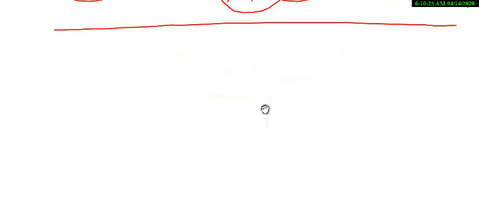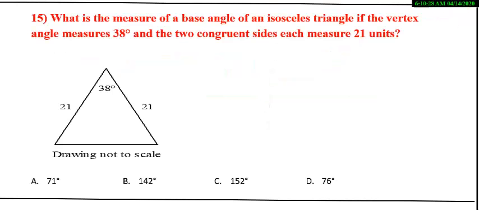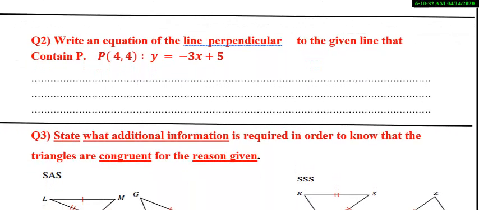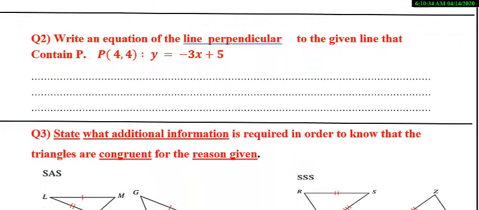We need to go to the next example, which is question number 2 for the whole section. We're done with the first 15 questions. We need to go through the second question, which says: write an equation of the line perpendicular to the given line that contains point (4, 4), and the given line is y equals negative 3x plus 5.